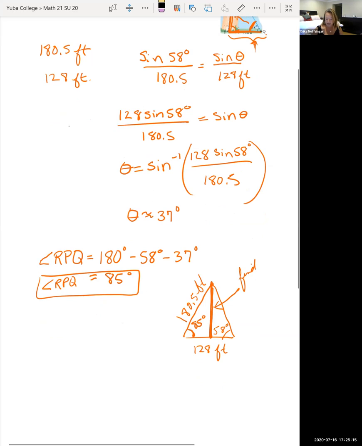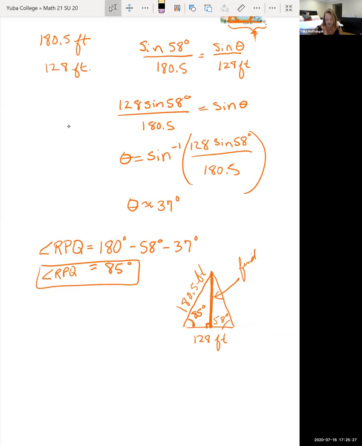Because this is wanting the perpendicular, we can say that this is a right triangle. And so having a right triangle, and we know an angle, and we know the hypotenuse, and we want to find, from the angle that we know, the opposite. So think about which trig function uses that.